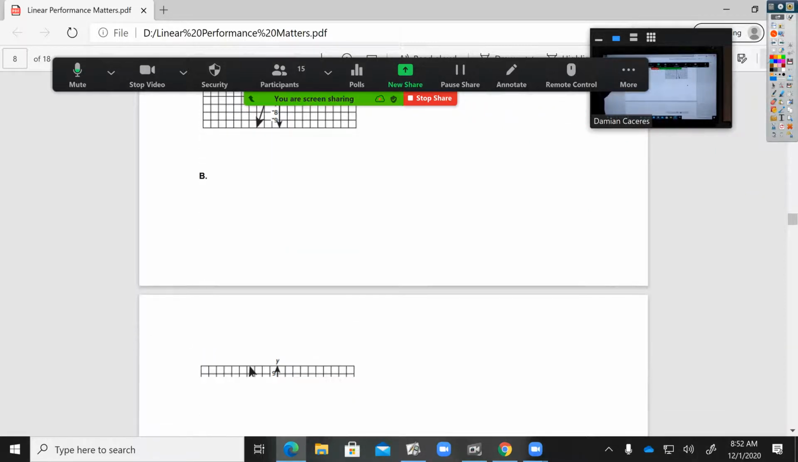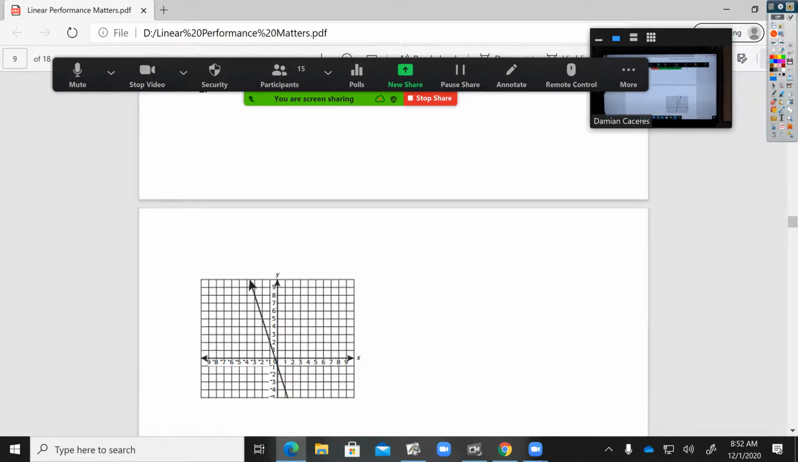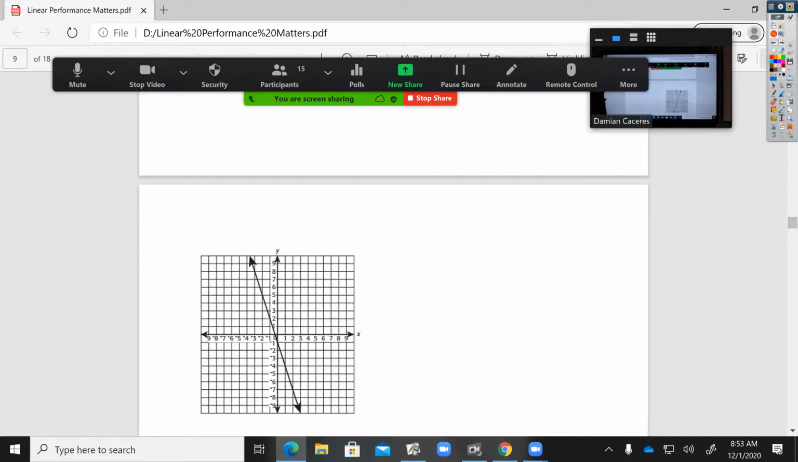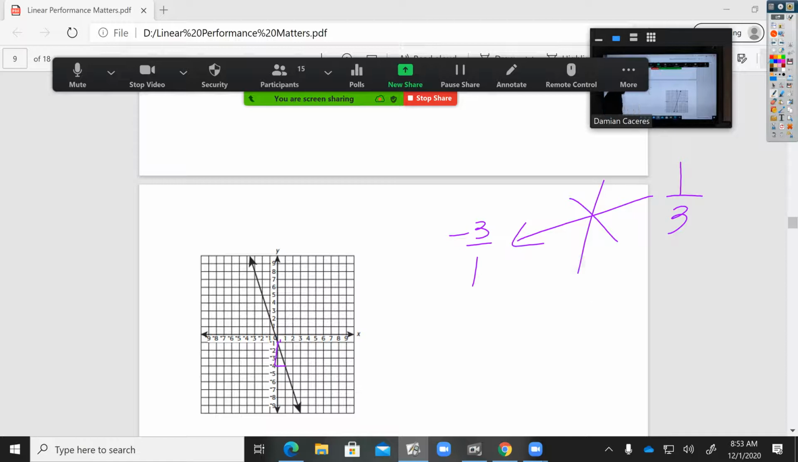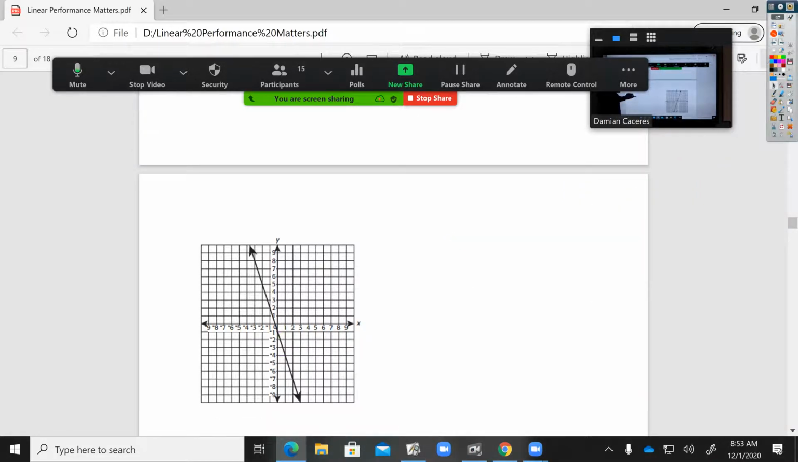Now we move on to the B graph. Again, this one has a negative 1 y-intercept, but the slope is negative 3 over 1 because it's down 3, right 1. Again, 1 over 3 is not the same as negative 3 over 1. So already A and B, we know are not choices.